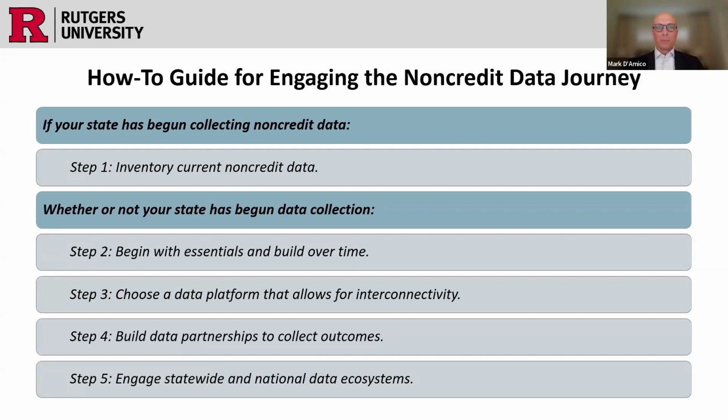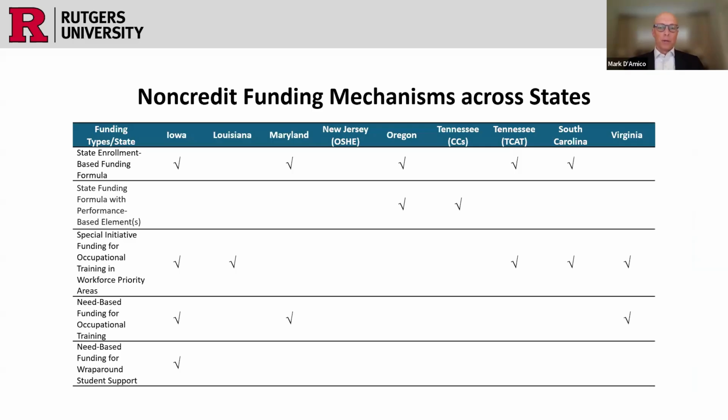Also, the importance of building data partnerships, and I'll mention that in a minute. And then also thinking about the statewide and national data ecosystems and how important they are to filling out some of those data. So one of the data elements that we capture is where the funding comes from. We've seen everything from state enrollment-based funding in some states to some elements of performance-based funding. More and more states have special initiative funding.